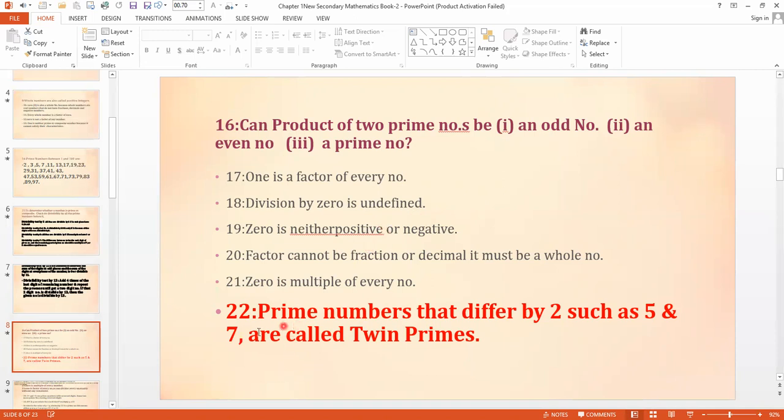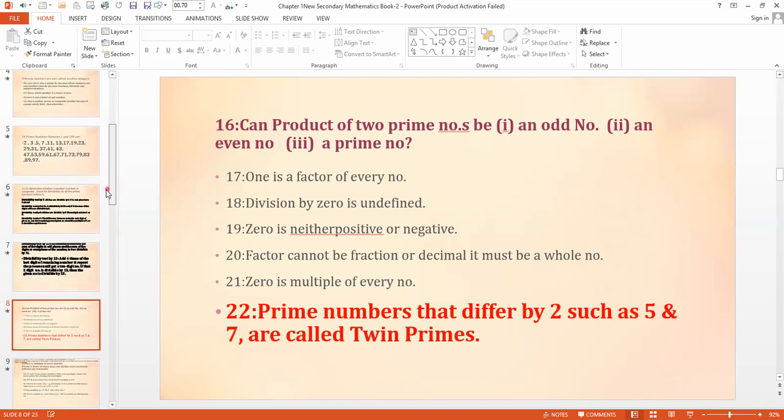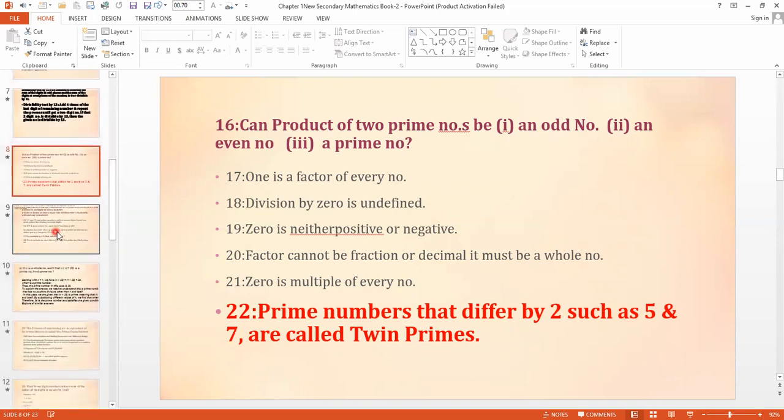Clear? Point number 22, prime numbers that differ by 2. This is very important, so please concentrate on this. Prime numbers that differ by 2, such as 5 and 7, are called twin primes. Another is 13 and 11. When we subtract, we get 2. Such prime numbers are called twin primes. In the comments, also write more twin prime numbers. You know the first 100 prime numbers, so please tell me which are the twin primes. Clear? This is your assignment.